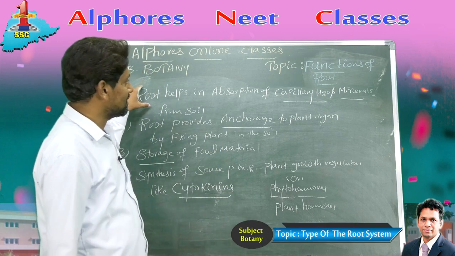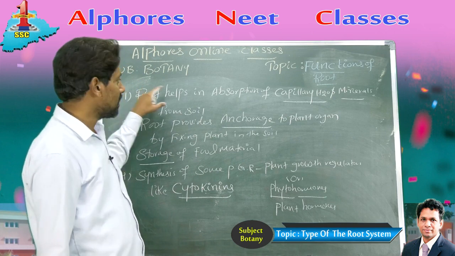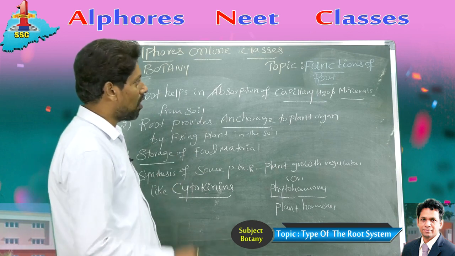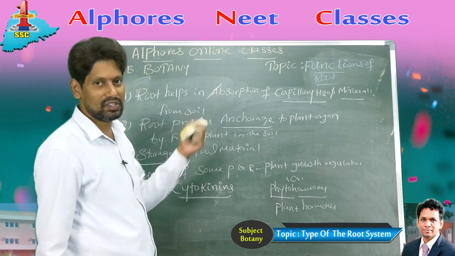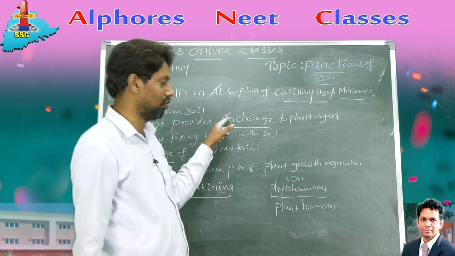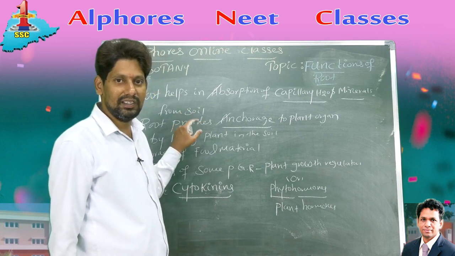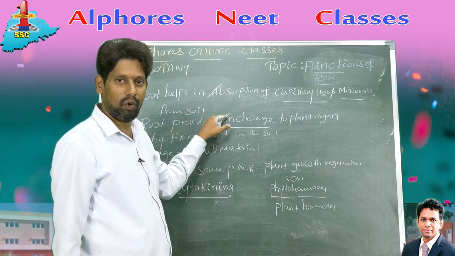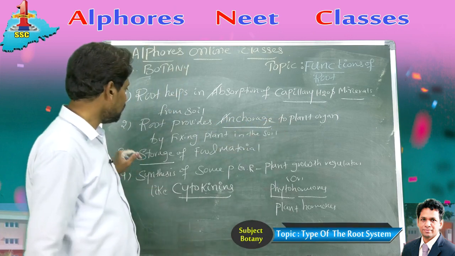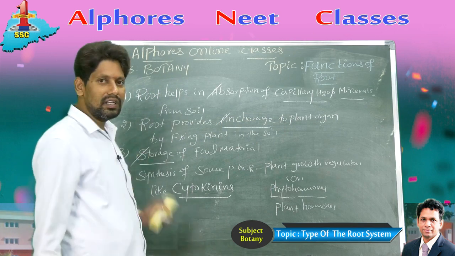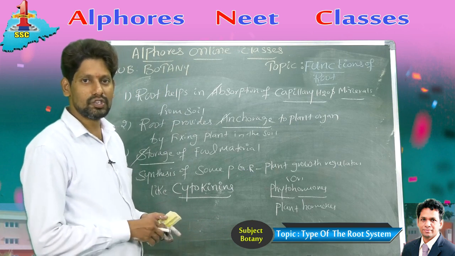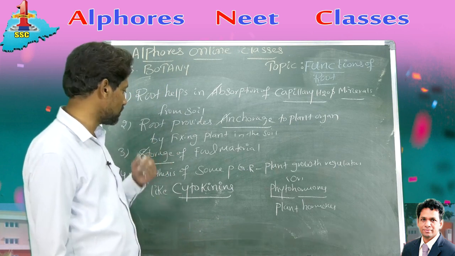Right? Sir, we are discussing functions of root. What is the first function, sir? Absorption. It is absorbing what? Capillary water and minerals from the soil. What is the second function, sir? Anchorage. Anchorage means nothing but support. A root is fixing the plant in the soil, so the root is providing support, providing anchorage to the plant organs. Is it okay? Right? Number 3, storage. Sir, in some plants, root stores food materials.